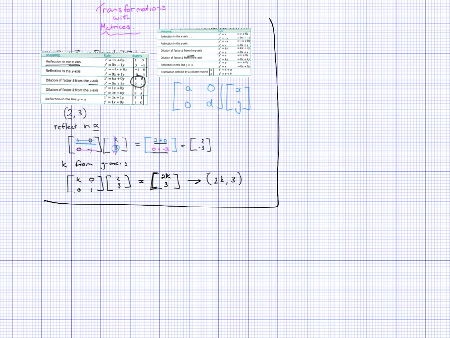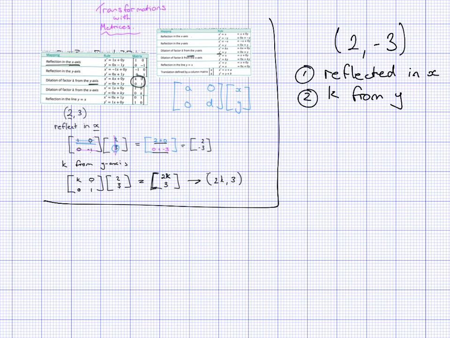So it says that we have a point of (2, -3), and it is being reflected in the x-axis, followed by a dilation of k from the y-axis. Now this is where order is vitally important. So we've got transformation 1 and transformation 2. Your first step is to identify the matrices that you're going to use to show each transformation.